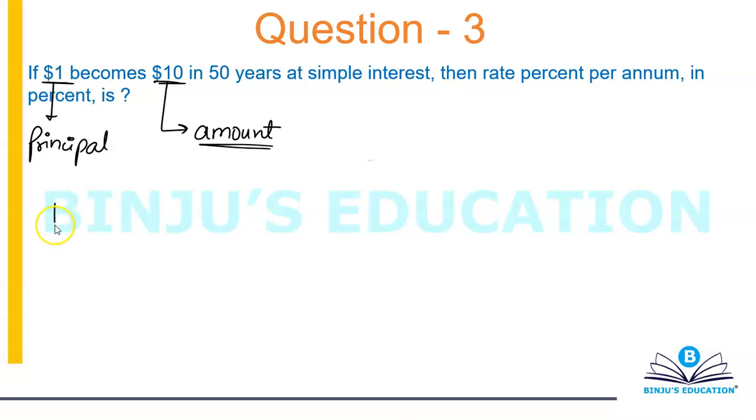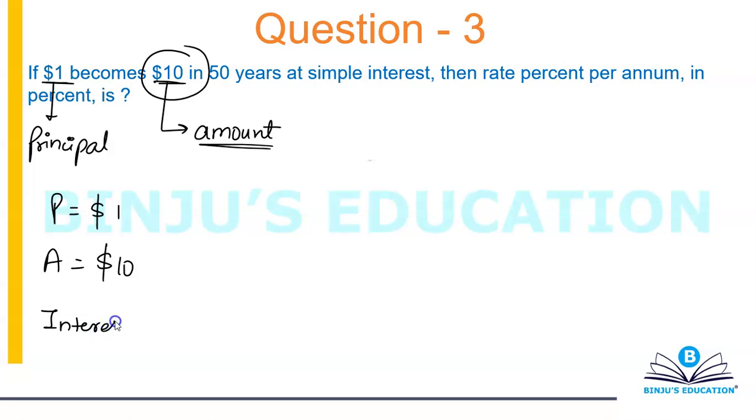So in this question, the principal is given to you as $1 and the final amount is given to you as $10. Don't take this to be your interest. Otherwise, you'll get your answer incorrect. This is not the interest, this is the final amount. $1 becomes $10. So you can say that your interest will be amount minus principal, that is $10 minus $1, and that will be $9. Why? Because we know that amount is principal plus the interest, so interest is amount minus the principal.